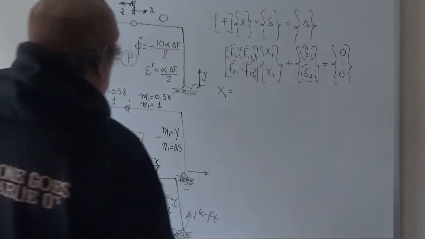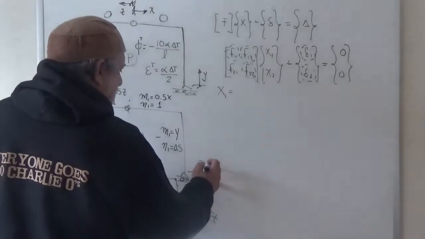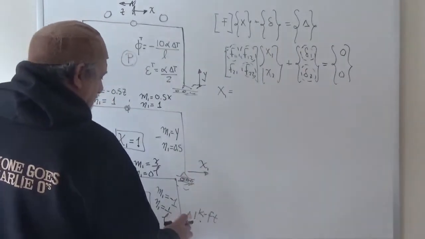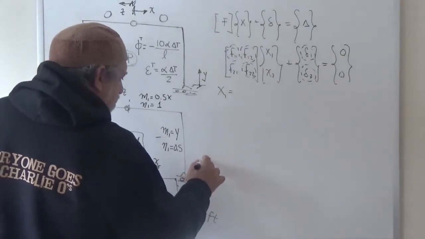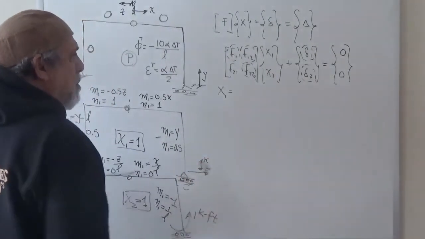So in this case, we recognize that x1, which is this guy here, right? And x1 is this guy. So x1 is a force, and x2 is a moment, right?